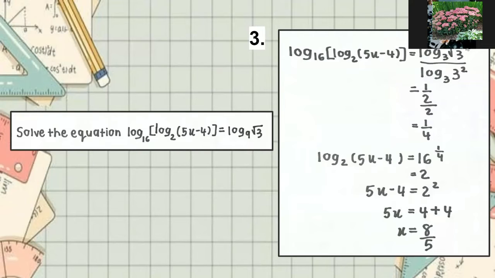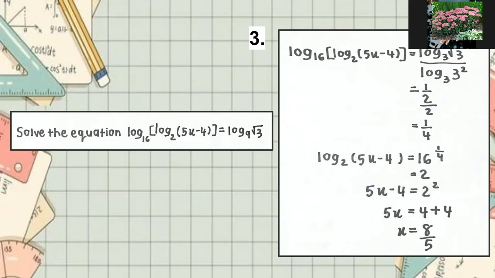Okay, so first of all, we change the base for log 9 square root 3. We will change it into base 3. As you can see, we change the 9 into 3 power of 2 because 3 power of 2 is equal to 9. So if we press the calculator, we will get 1 over 2 divided by 2 and we get 1 over 4. After that, we bring the log 16. We change it into 16 power of 1 over 4. And we will get 2.